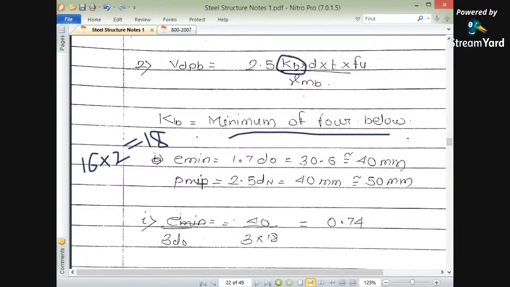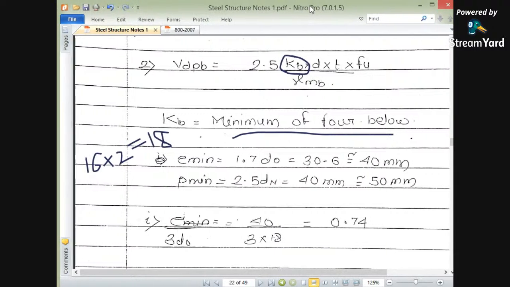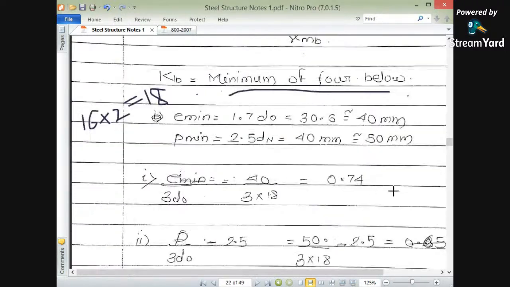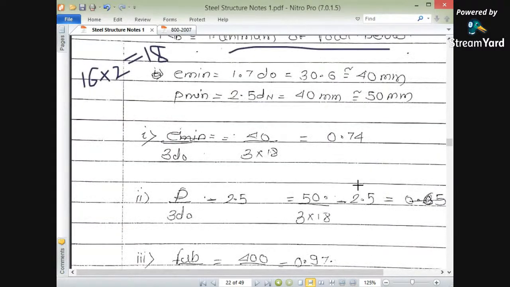What is edge distance and pitch distance? Already we have discussed in previous lectures how to find out the edge distance and pitch distance. So E minimum comes to be 40 mm, that is the edge distance, and pitch distance comes to be 50 mm. Again we have to use these values.